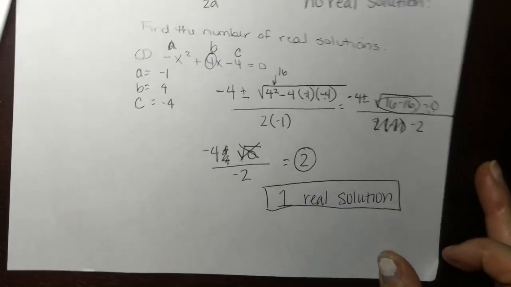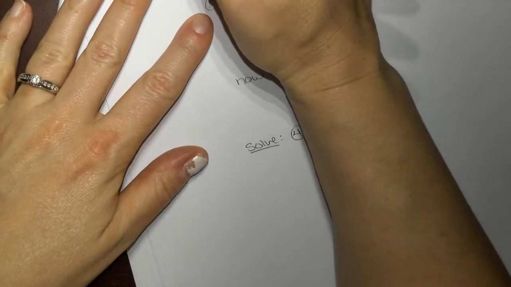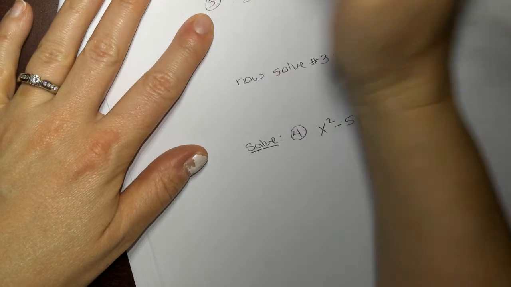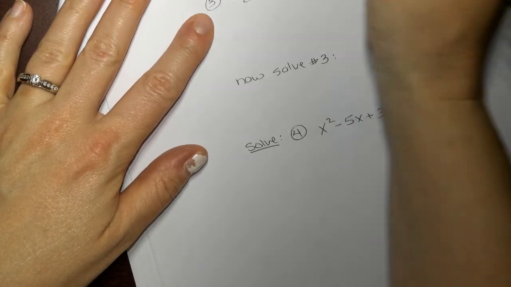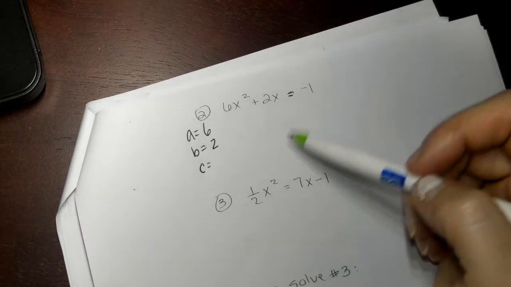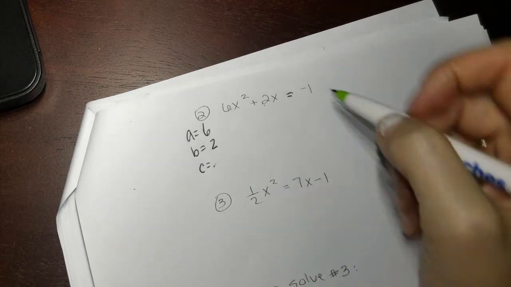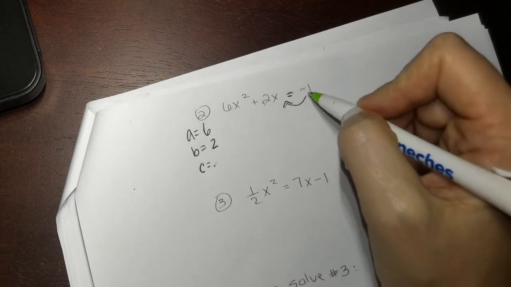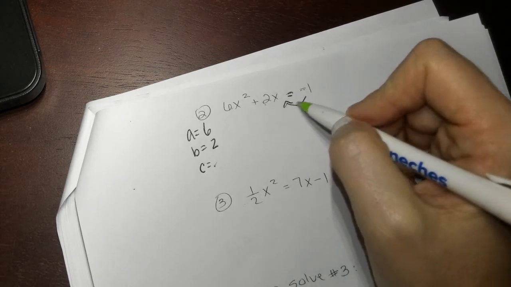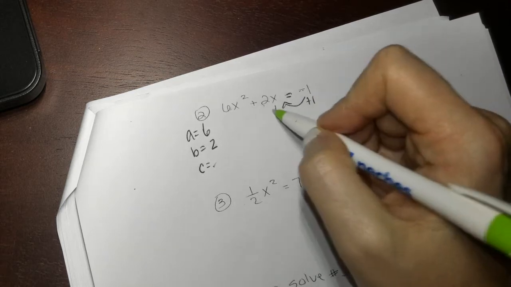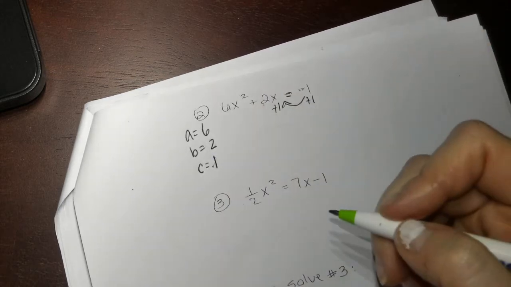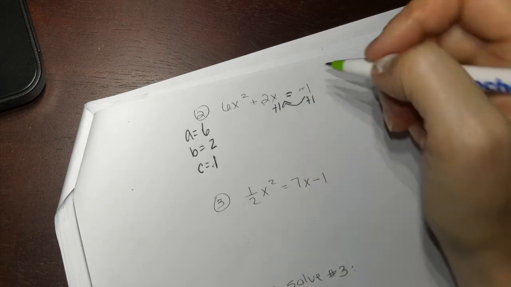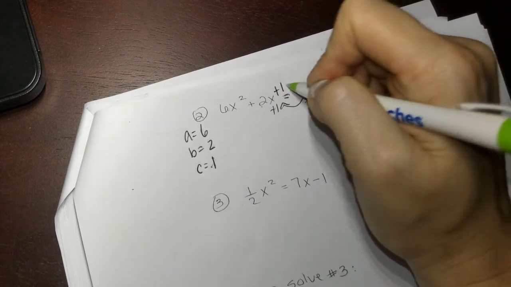Okay. The number of real solutions. Okay, so let's do number 2. A is 6, B is 2, C is, at first you can think it's a negative 1, but look, it's on the other side of the 0, the equal sign. So when we move it over to the other side, we're actually adding a 1. So this ends up being just 1. Your C is 1, a positive 1. Okay, so plus 1 equals 0.